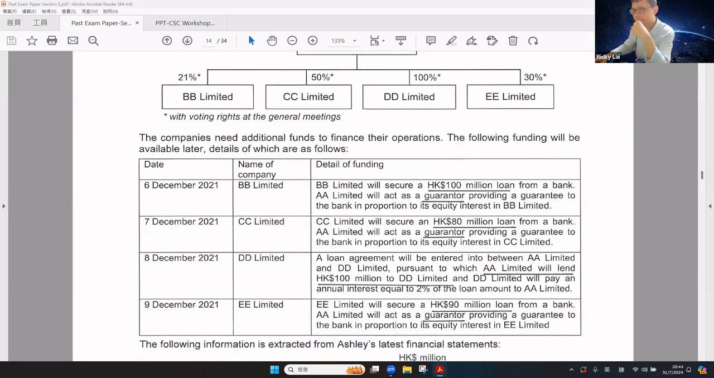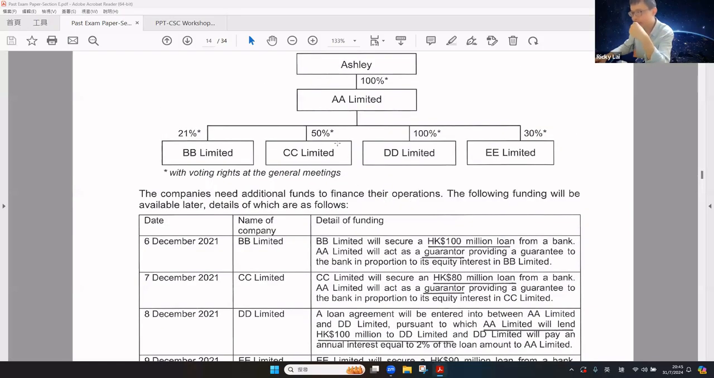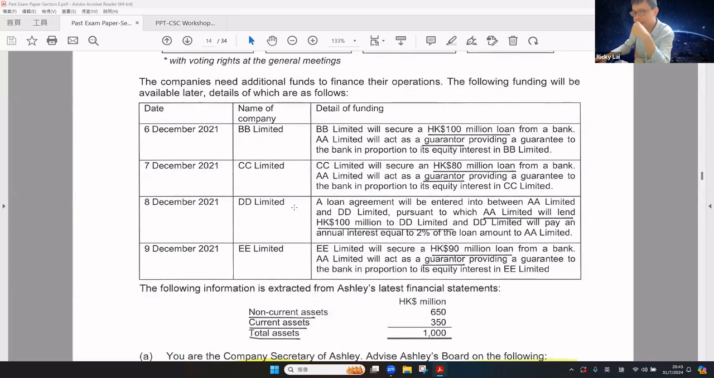For C, you can see C will secure an $80 million loan from a bank, and A will act as a guarantor, providing a guarantee to the bank in proportion to its equity interest in C. So you can see that is 50% by the A company, and another 50% by another party.